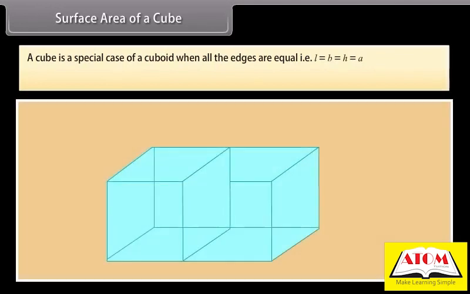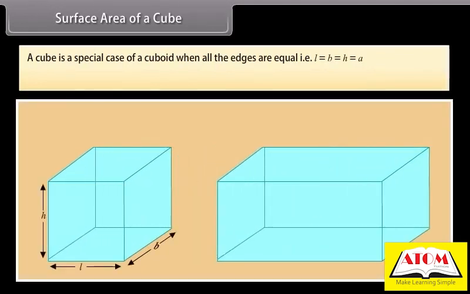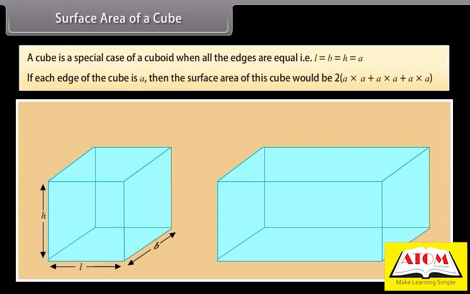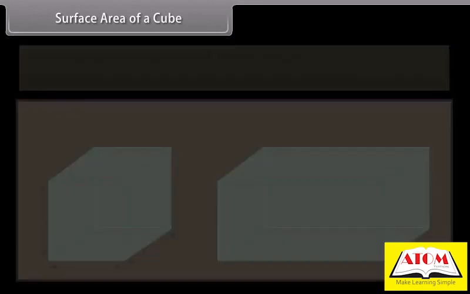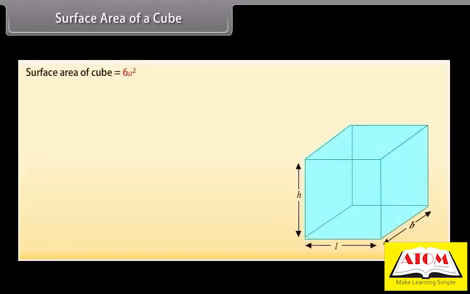Surface area of a cube. A cube is a special case of a cuboid when all the edges are equal, that is, L is equal to B, which equals H. If each edge of the cube is A, then the surface area of this cube would be 2(A into A plus A into A plus A into A), or we can write it as 6A square.